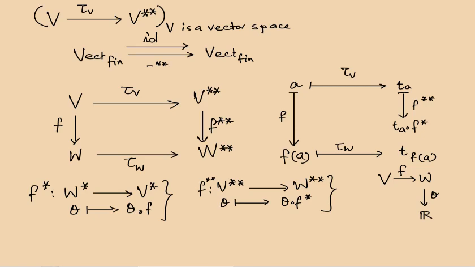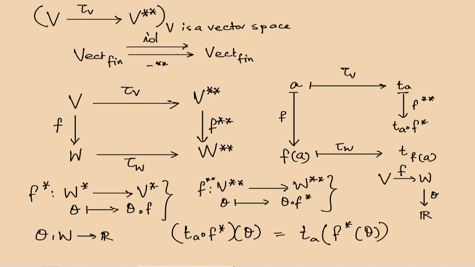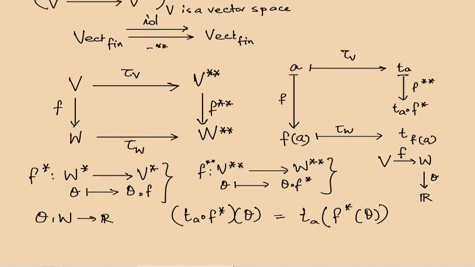Now how do I show this? Let me take a theta, a linear transformation from W to R. Let's see what T of FA does. What is it? What am I doing? Let me take what is TA composed F star on theta. So this is TA of F star of theta. Right? This is TA of theta composed F. Right?